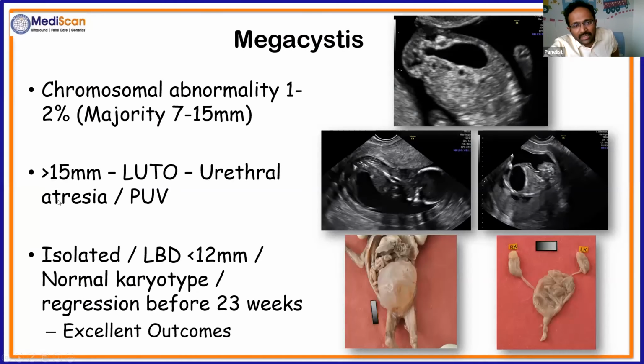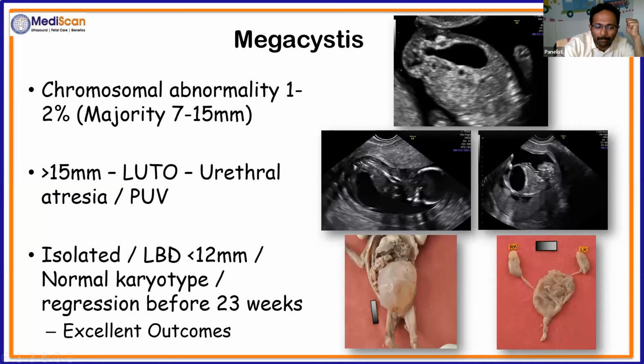So bladder outlet obstructions can be of different types. A chromosomal abnormality can be seen in 1 to 2%, and majority are in a baby of a bladder size 7 to 15 mm. If it is more than 15 mm, as I said, high possibility of a lower urinary tract obstruction, namely a urethral atresia or a PUV. An autopsy picture showing a large bladder and an absence of the urethral orifice, in this case, a baby having a urethral atresia, which is what presents as early as first trimester. A common wrong diagnosis would be a baby having a prune belly syndrome. This is actually not even an ultrasound diagnosis.